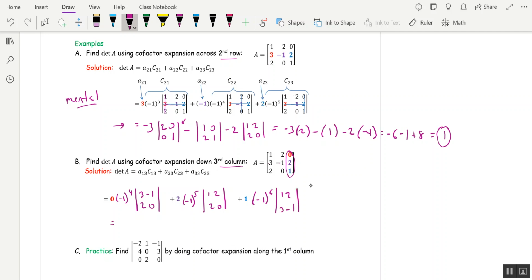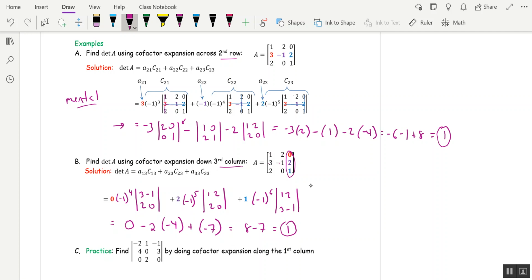Okay, now this is just a big old 0. So in reality, I wouldn't have written all this down because I'm going to be multiplying by 0. So I would have just left it 0. So this is minus 2 times negative 4. And then plus 1 times negative 1 minus 6 is negative 7. So we get 8 minus 7, which is 1, same number.